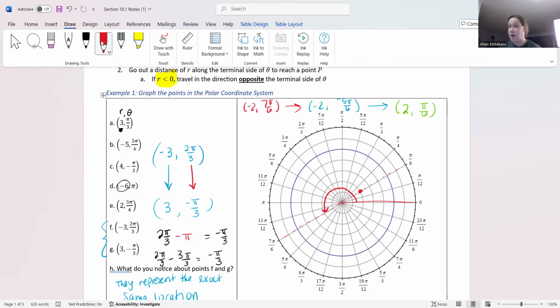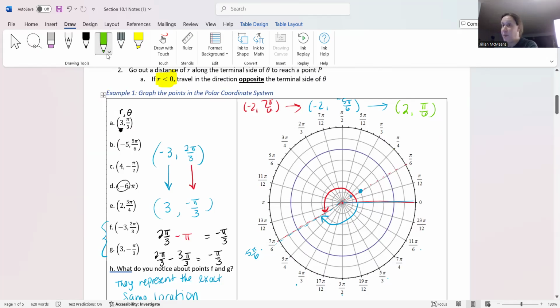Okay, now let's try the blue point. So for the blue point, we want to measure out -5 pi over 6. So this would be like pi over 6, 2 pi over 6, 3 pi over 6, 4 pi over 6. This would be -5 pi over 6. Okay, so from the polar axis, we're going to go this direction. So that makes this my terminal side, but R is negative, so I want to plot 2 units from the pole in the direction opposite of my terminal side. So that's going to be over here. Isn't that something?